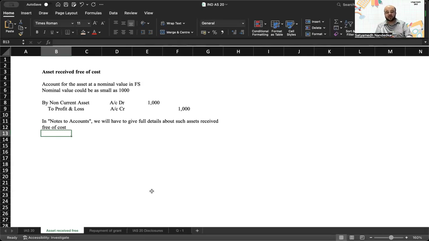So right now what we have seen is how to account for government grants. We haven't spoken about government assistance yet, apart from the basic definition. We looked at the two approaches for recording a revenue grant. We also looked at the two approaches for recording a capital grant. In the next session, we are going to discuss the repayment of government grants, how the accounting has to be done. I'll be giving you a table and a set of steps. We'll also understand the disclosures and the point about government assistance.